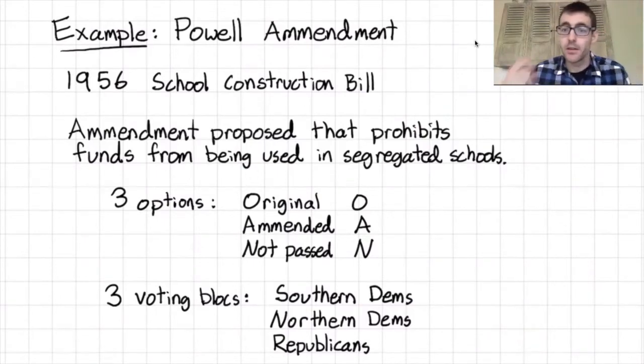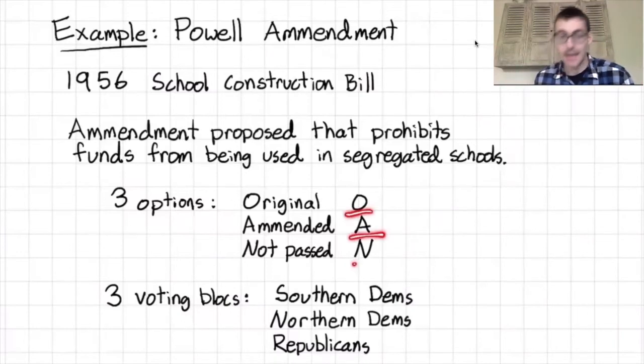In 1956, the US House of Representatives put forward this school construction bill. The idea was that they were going to provide new funds for the states to build more schools. And in this long bill writing process, an amendment was proposed that would prohibit these funds from being used in segregated schools. Remember, this is 1956. So when this amendment was brought up, there really became three options. The bill could pass in its original form, the bill could pass in its amended form with this condition about the funds being used in segregated schools, or the bill could just not pass. So we're going to designate those O, A, and N.